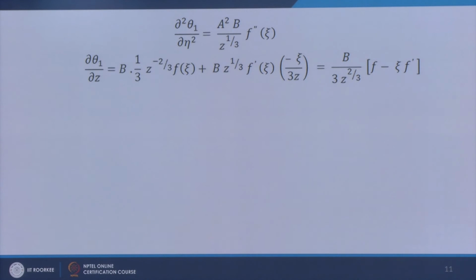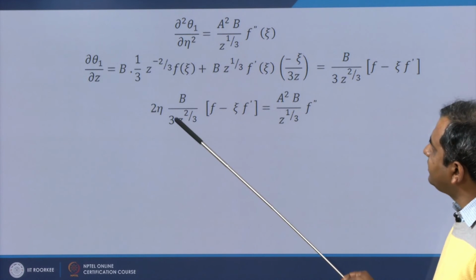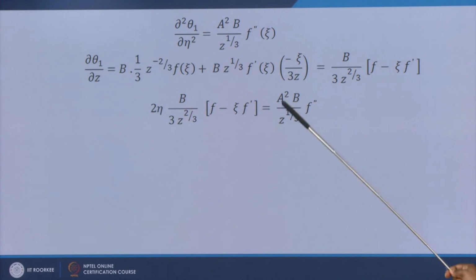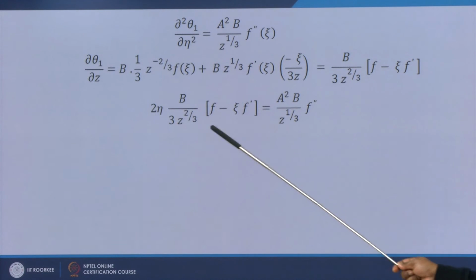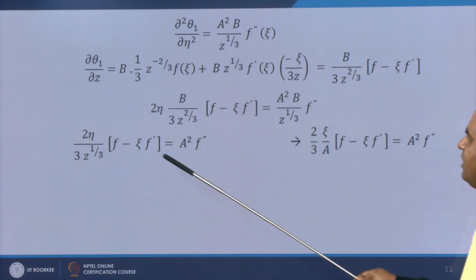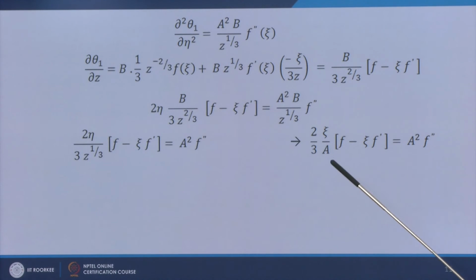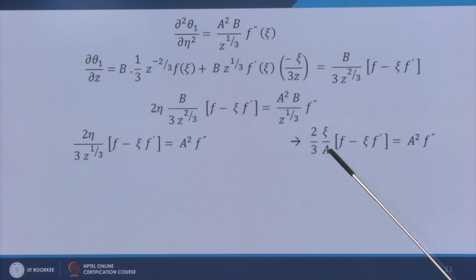These are there in the energy equation, so let us put all these values in the energy equation. As I have told, 2 eta times this del theta 1 del z term we have put over here, and in the right hand side we have del square theta 1 del eta square, which is this one. Let us put it over here. Now, in this equation we can see that b can be cancelled, so ultimately you get an equation having a square only. With a little modification using eta by z to the power 1/3, which is zeta, we can get a simplified form like this.